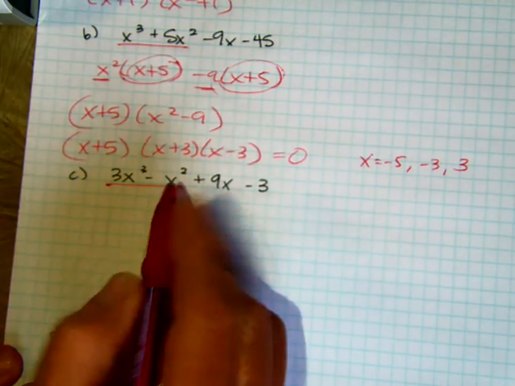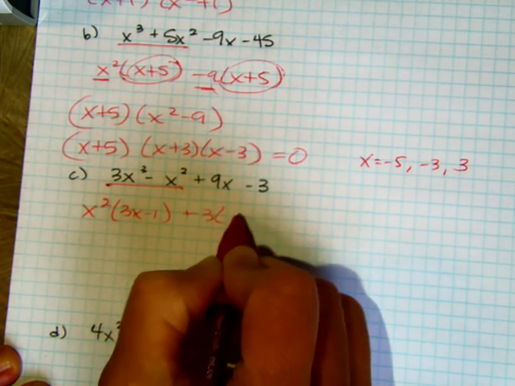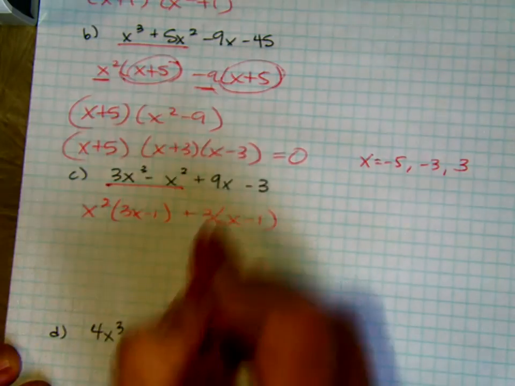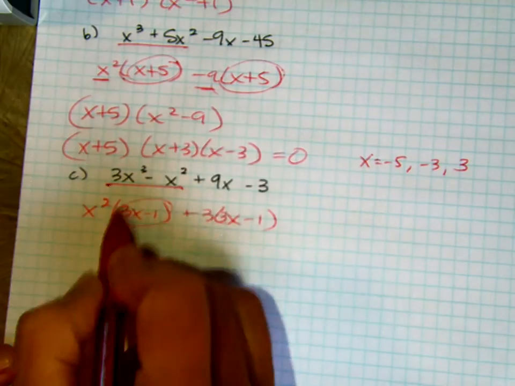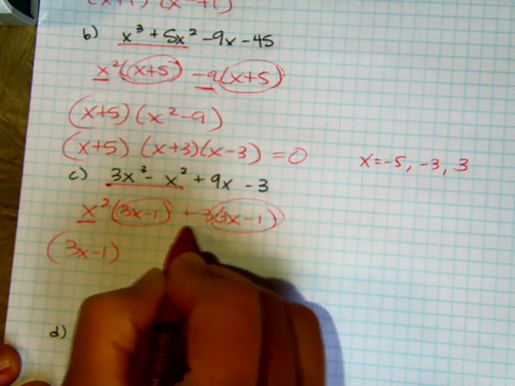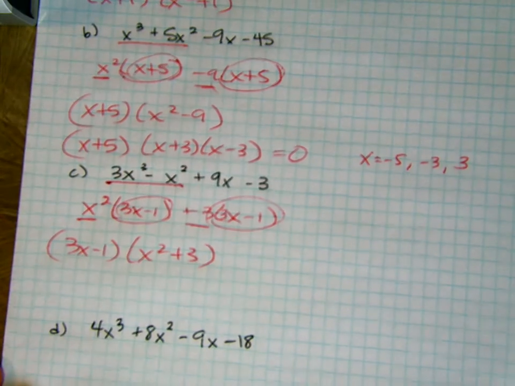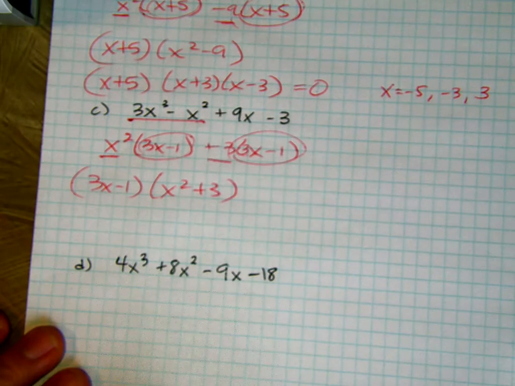So here's my group, who can come out, x squared times a 3x minus 1. And who can come out here? A 3 times a 3x minus 1. And then this common factor can come out front. And then this is what I'm left with. So there's my two factors. Here's my group. Here's my group.